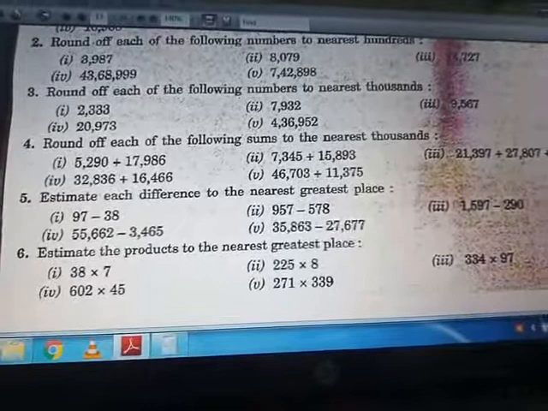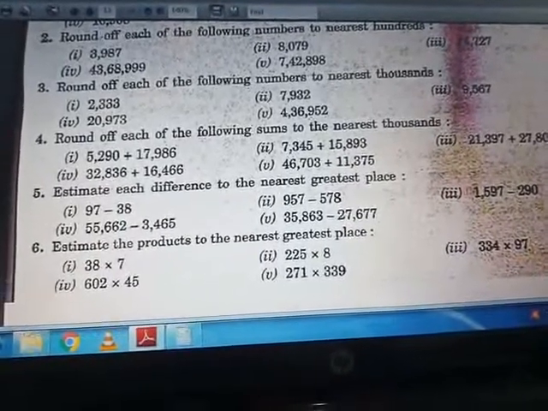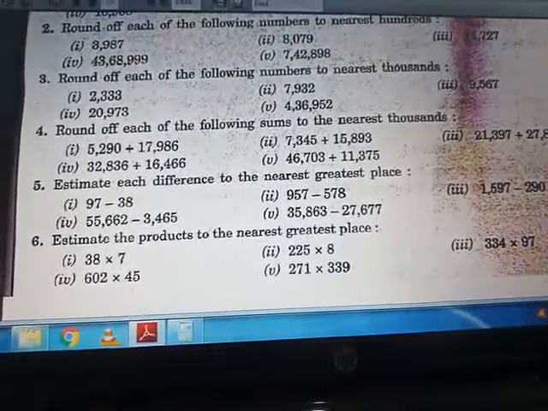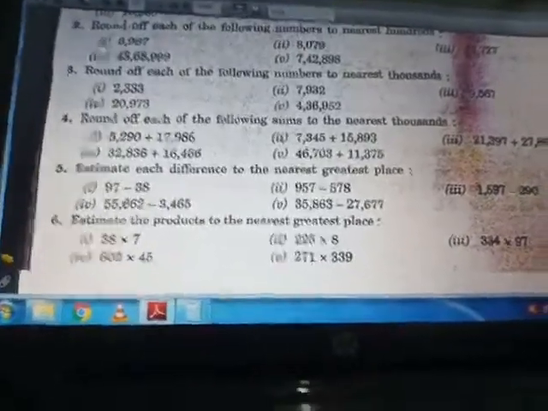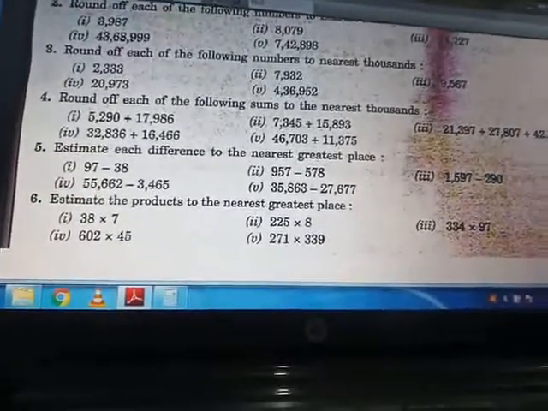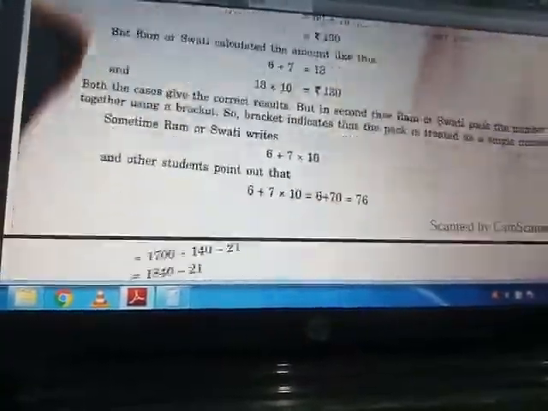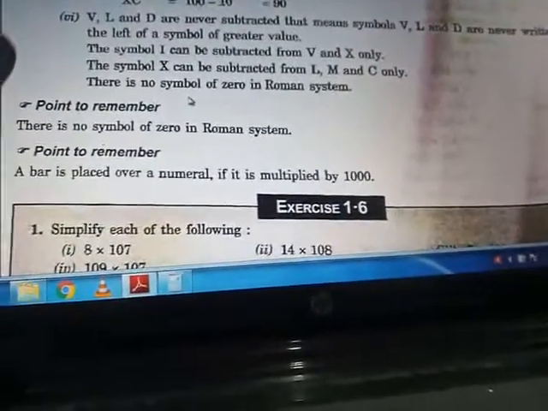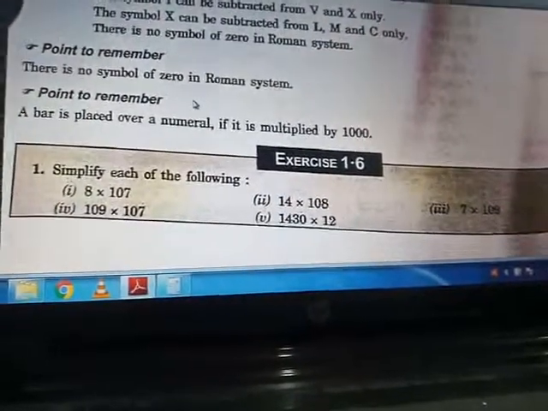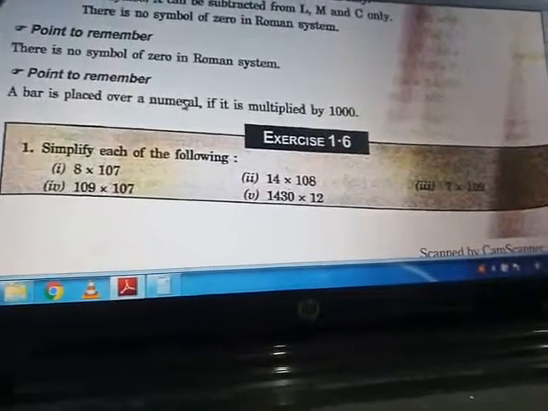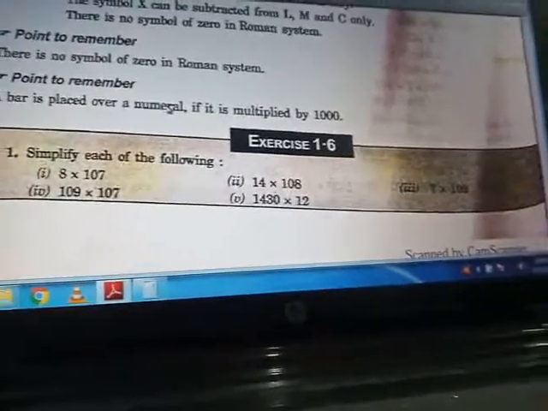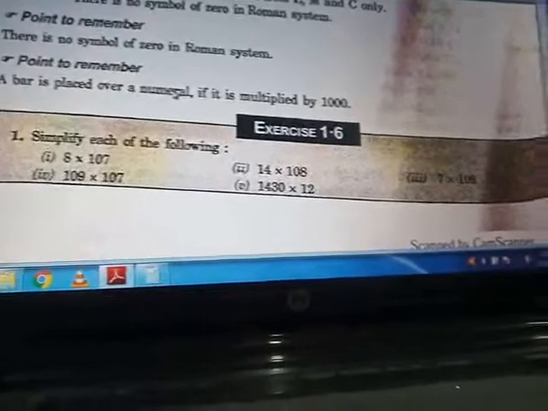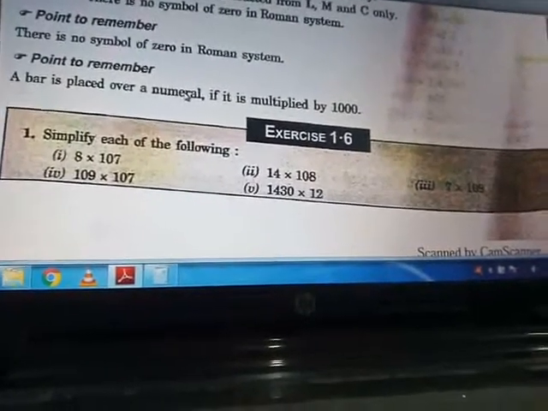Students, here we have completed our exercise 1.5. In this chapter we have 7 exercises from 1.1 to 1.7, and we will start a new exercise, that will be 1.6. Now we will move ahead to exercise 1.6. In exercise 1.6, your first question is simplify each of the following. In this, what you have to do is just multiply both numbers and the result will be written as it is.